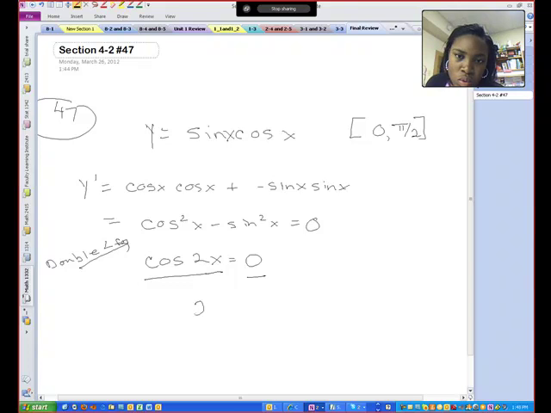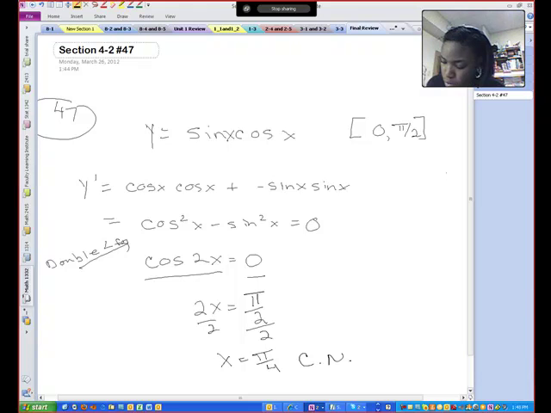Well, this means that what you're taking the cosine of needs to be equal to pi over 2. So 2x needs to equal pi over 2. Does that make sense? Because what you're taking the cosine of has to equal 0. And if you take the cosine of pi over 2, that equals 0. So this 2x has to equal pi over 2. And then you just divide both sides by 2. And so you'll get x equals pi over 4. So that's your critical number.